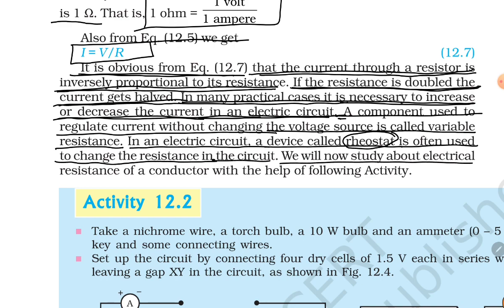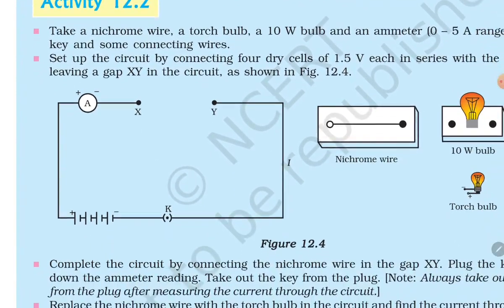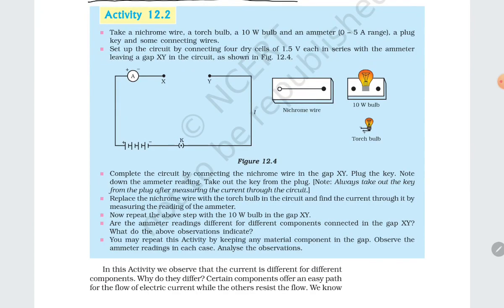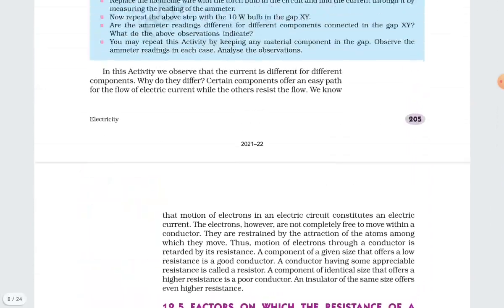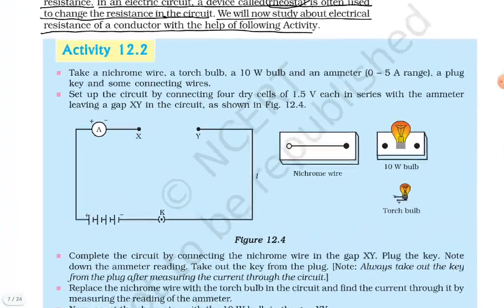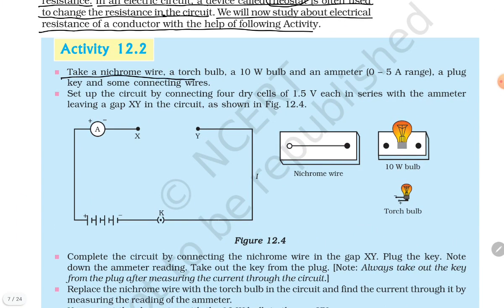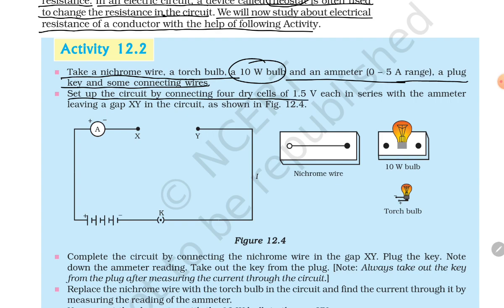We will now study the electrical resistance of a conductor with the help of the following activity. So we are going to understand the resistance of the conductor. Take a nichrome wire, a torch bulb, a 10-watt bulb, an ammeter of 0 to 5 ampere range, a plug key and some connecting wire. Set up a circuit by connecting 4 dry cells of 1.5 volt each in series with the ammeter, leaving a gap XY in the circuit as shown in the figure.